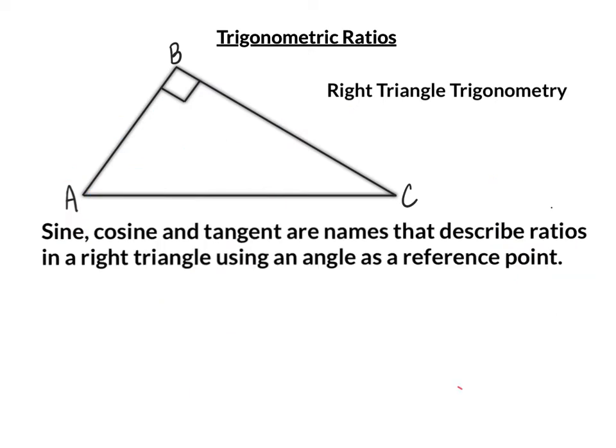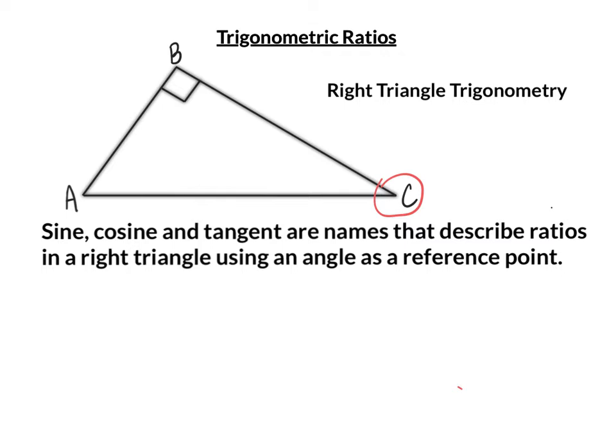The thing to keep in mind as you work with sine, cosine, and tangent is that all they are names that describe ratios in a right triangle that use an angle as a reference point. We could change our reference point. In the previous page, we used angle A, but we could certainly use angle C. What would that look like?